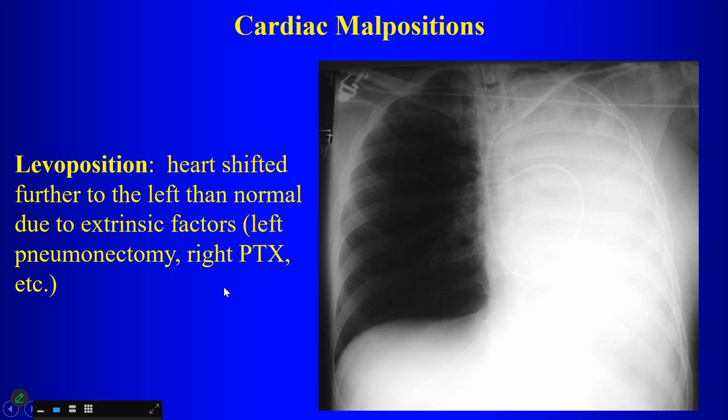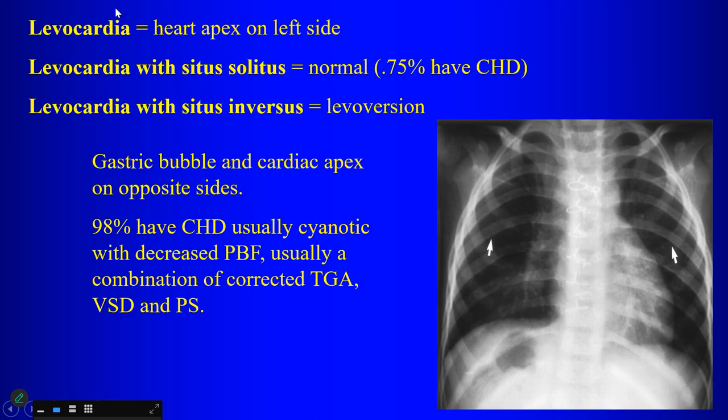Levoposition means that the heart is shifted further to the left than normal due to extrinsic factors. So here, the heart is completely shifted to the left. Is it because of congenital heart disease? No, in this case, it's because of complete collapse of the left lung. It's an intubated patient who has a mucus plug. All right. So if the heart is completely shifted to the left because of extrinsic factors like left pneumonectomy, big pneumothorax, complete collapse of the lung, we call that levoposition. Okay? Shifted to the left because of extrinsic factors.